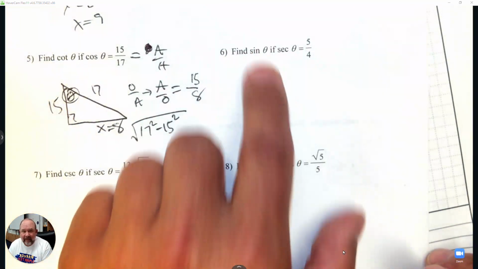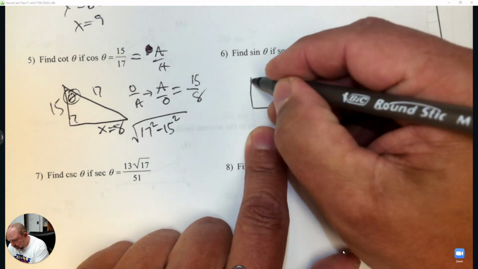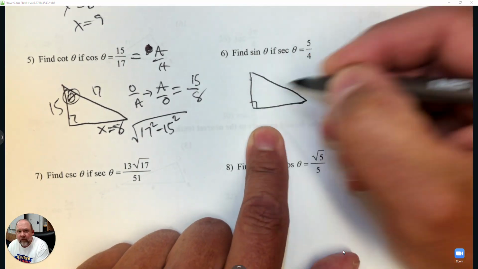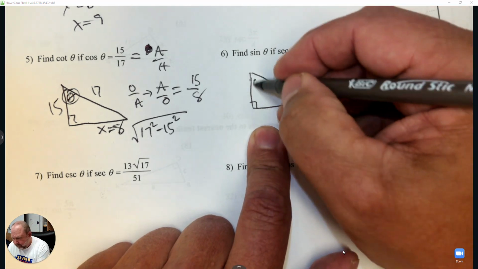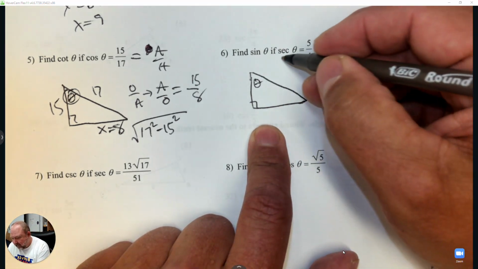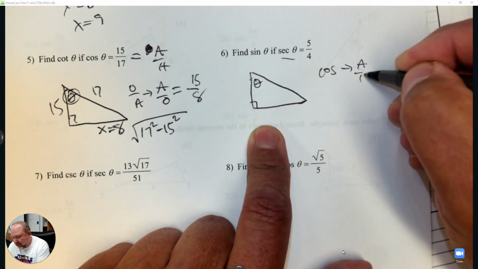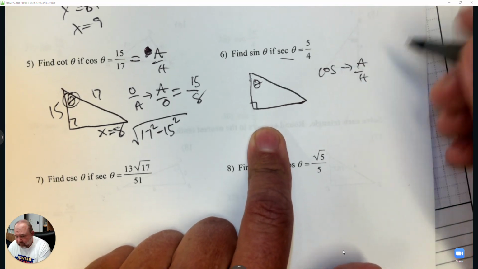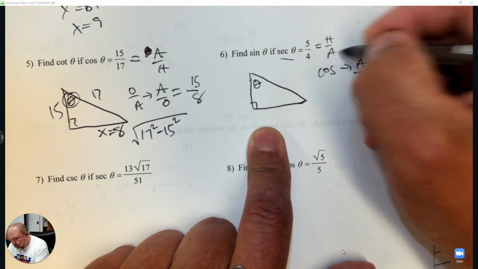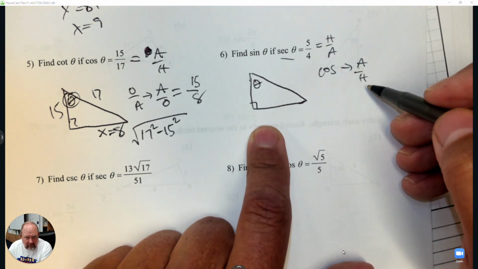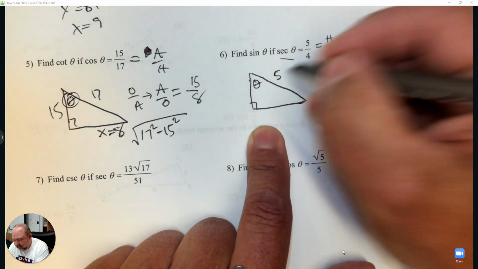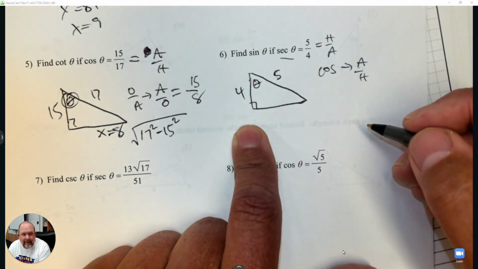All right, let's try again. I need a triangle. You know you should be doing it first. But here it is. Secant is the reciprocal of cosine. So cosine is adjacent over hypotenuse, so this is the reciprocal, which is hypotenuse over adjacent. So the hypotenuse is 5 and the adjacent side is 4.